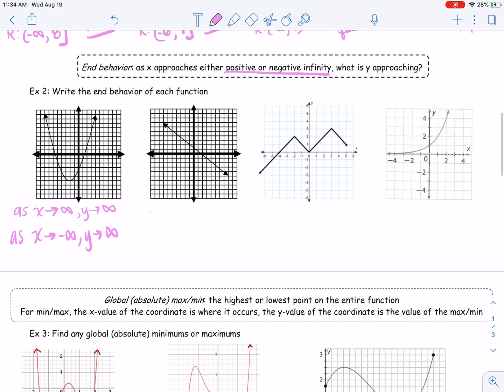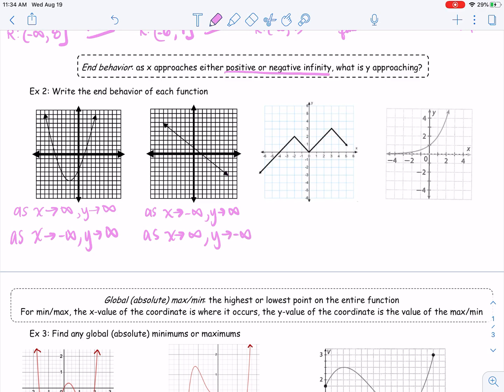Looking at the second one, as x approaches, let's go negative infinity this time. So now we're looking to the left. Where are those y values going? They're going up, up, up, and away. They are going to continue to approach positive infinity. As x approaches positive infinity, what happens to those y values? They're going down, so those y values are approaching negative infinity.